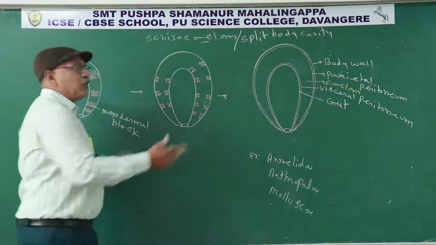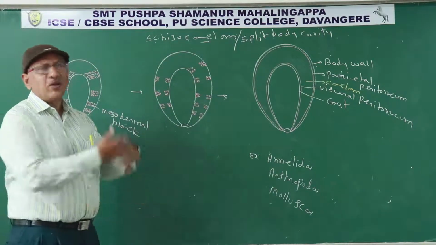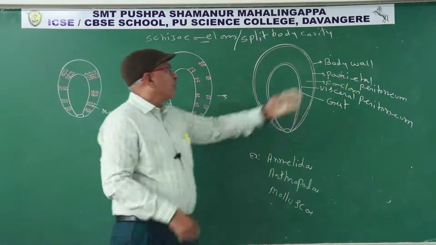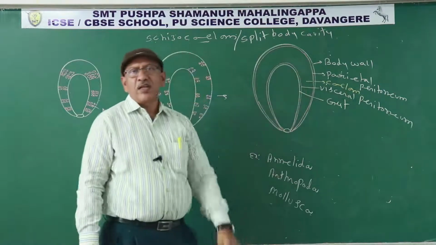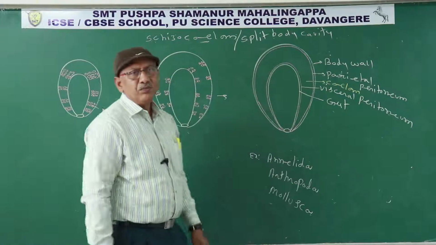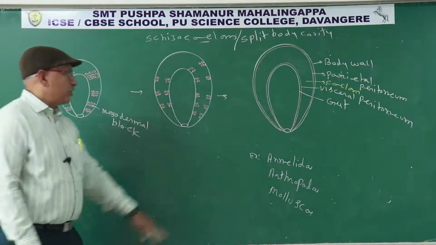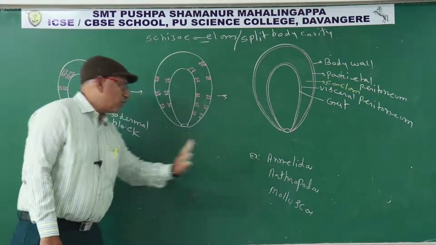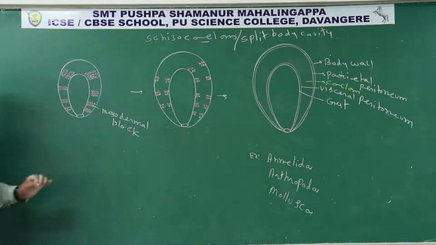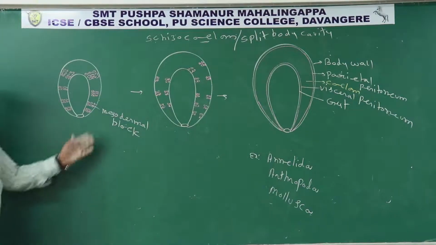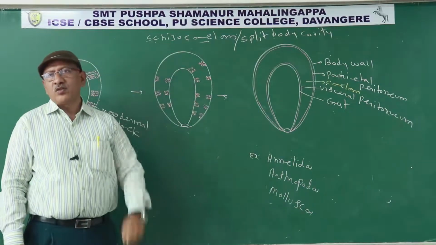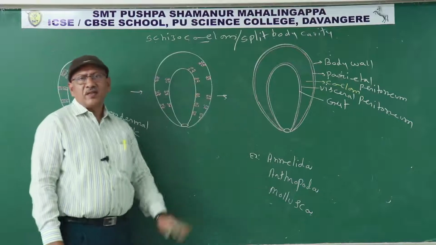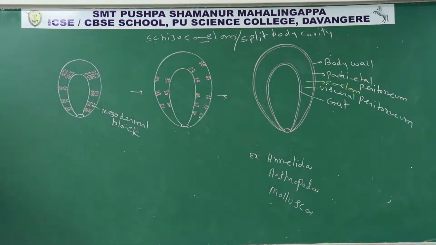So formation of coelom is different. Once coelom is formed, characters of coelom are the same. Cavity present between body wall and alimentary canal lined by mesodermal layer is known as coelom. So schizocoelom is seen in Annelida, Arthropoda, Mollusca. So simple definition is, if coelom is formed due to splitting of mesodermal blocks, it is known as schizocoelom or split body cavity. Now we discuss enterocoelom.